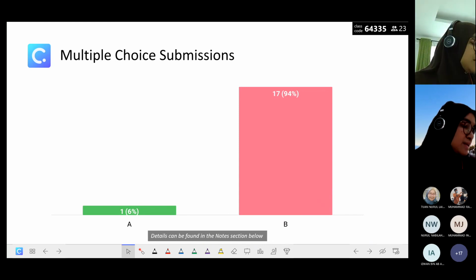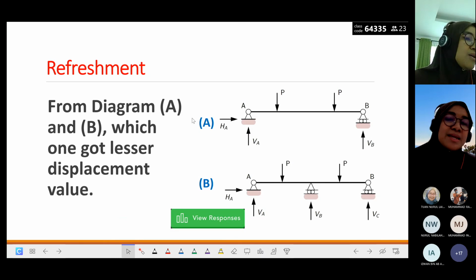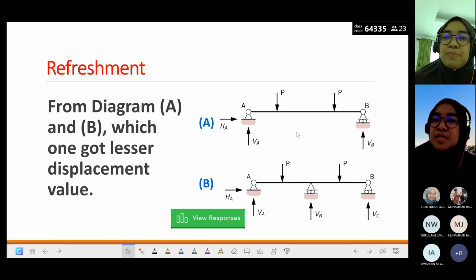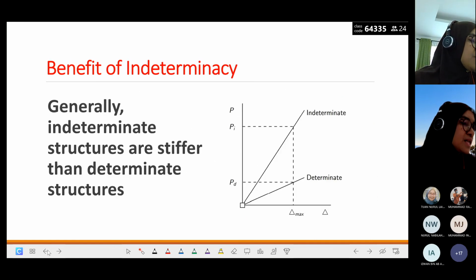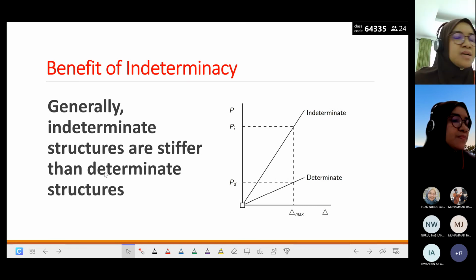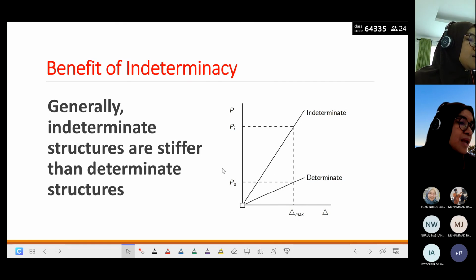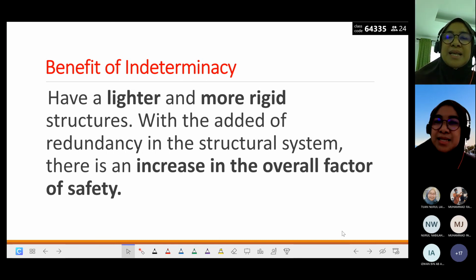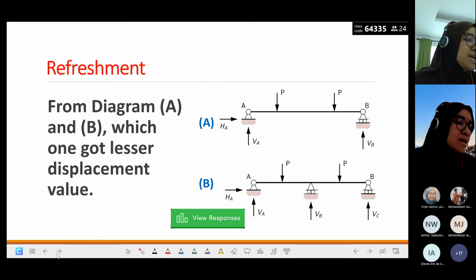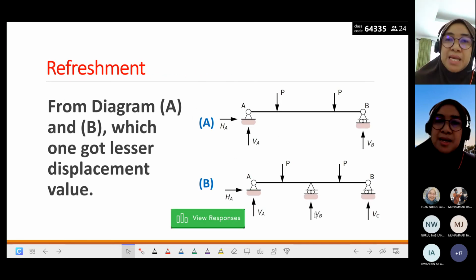If we refer back to the question, diagram A is a simply supported beam. A simply supported beam is a determinate beam. Diagram B is an indeterminate beam. And indeterminate beams, as I mentioned previously, are stiffer than determinate structures. So when the structure is rigid, it means that the displacement is lesser. So it should be B.